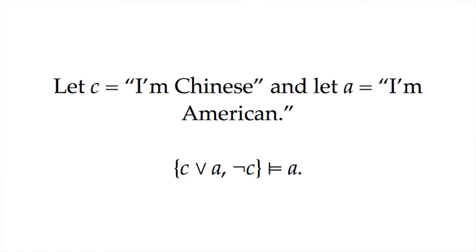Okay, so we can symbolize it. We're going to let C be I'm Chinese, and we're going to let A be I'm American. And then here's the argument. C or A, in other words, I'm Chinese or I'm American; not C, I'm not Chinese; entails A, I'm American.